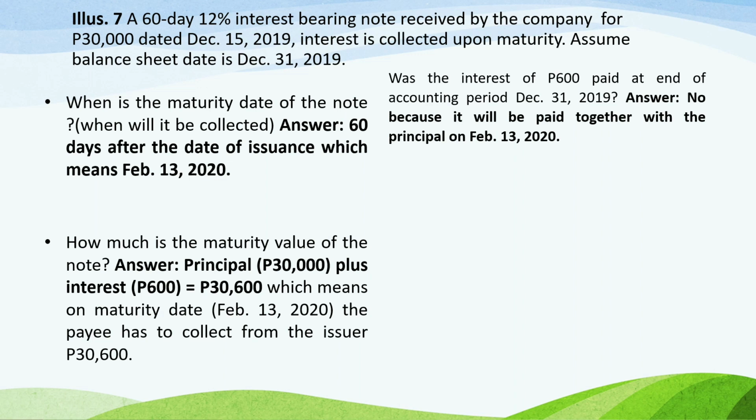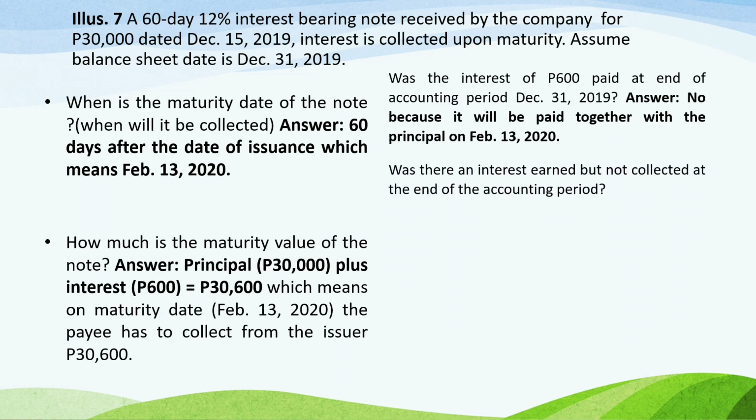Was the interest of 600 paid at the end of the accounting period? The answer is no, because it will be paid together on the date of maturity. But December 31 is the end of the accounting period, so we will prepare the adjusting entry to record the interest earned although not yet collected.